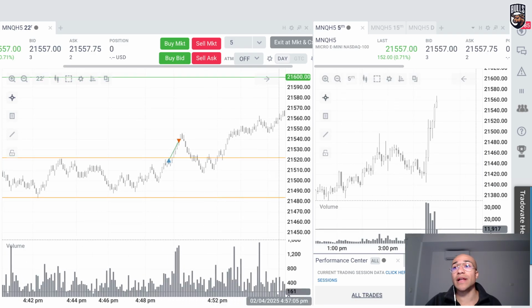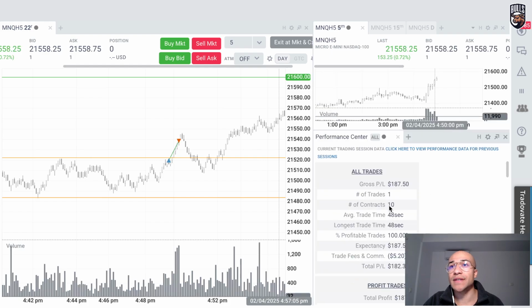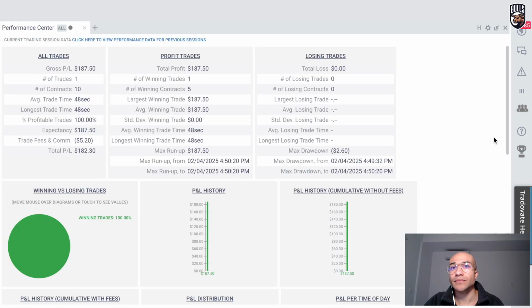So let's actually pull up the performance center so we can see. We took one trade. Let me make that full screen. And yeah, we took one trade, $187 in profits. It was just a 48-second trade, so under a minute. It wasn't a long trade that we were in, but it worked out pretty well.